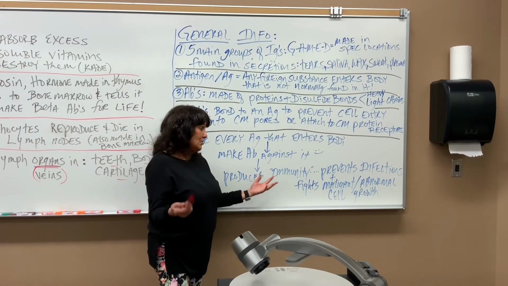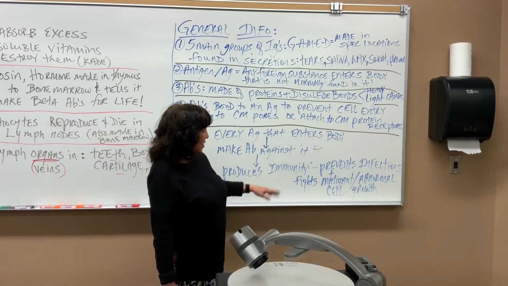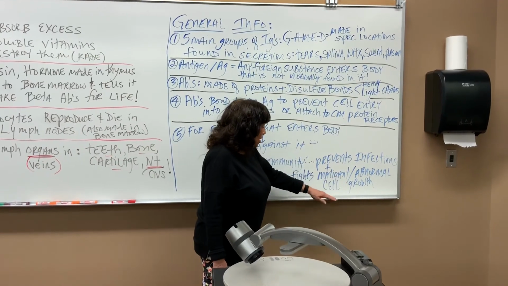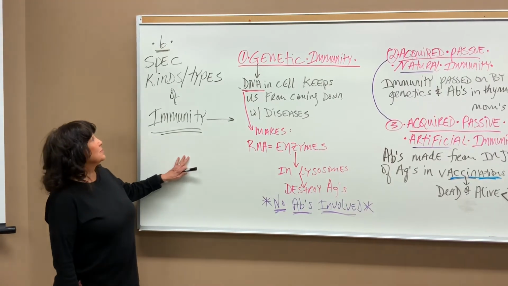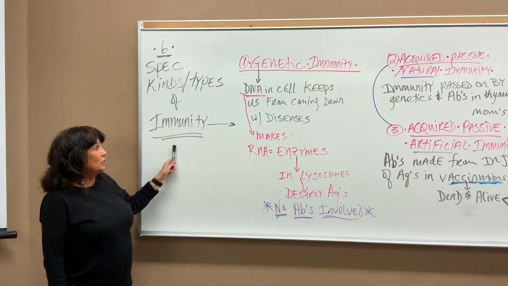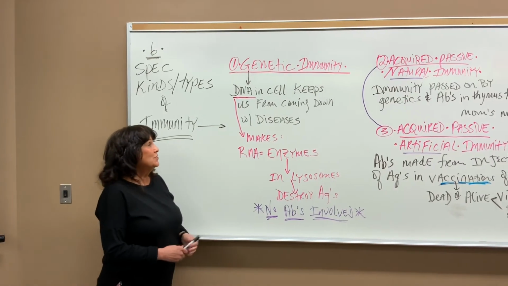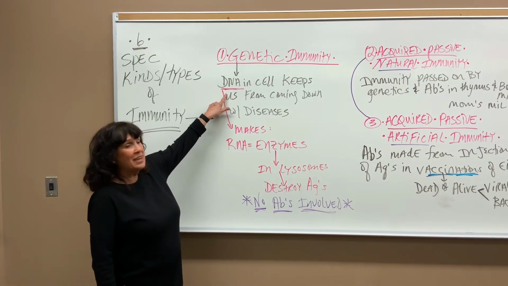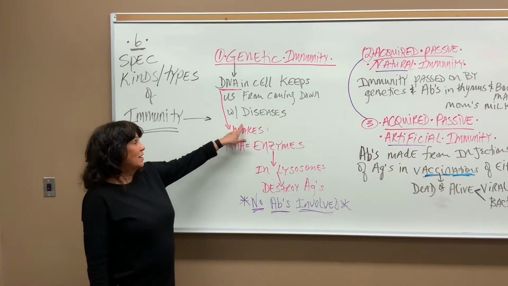And so immunity essentially prevents infections, and the immunity will also help fight against malignant cells or abnormal growth. Now the last thing about the immune system or lymphatic system is that there are 6 specific kinds or types of immunity created, right? And this is on the back of the sheet of the notes. The first kind is called genetic immunity. This is the DNA in your cells that you basically inherited, which keeps us from coming down with diseases.